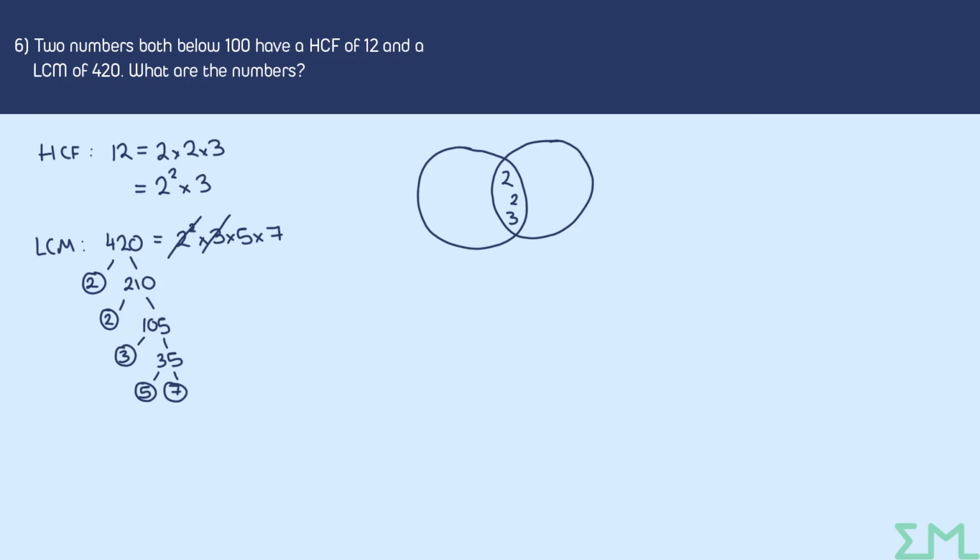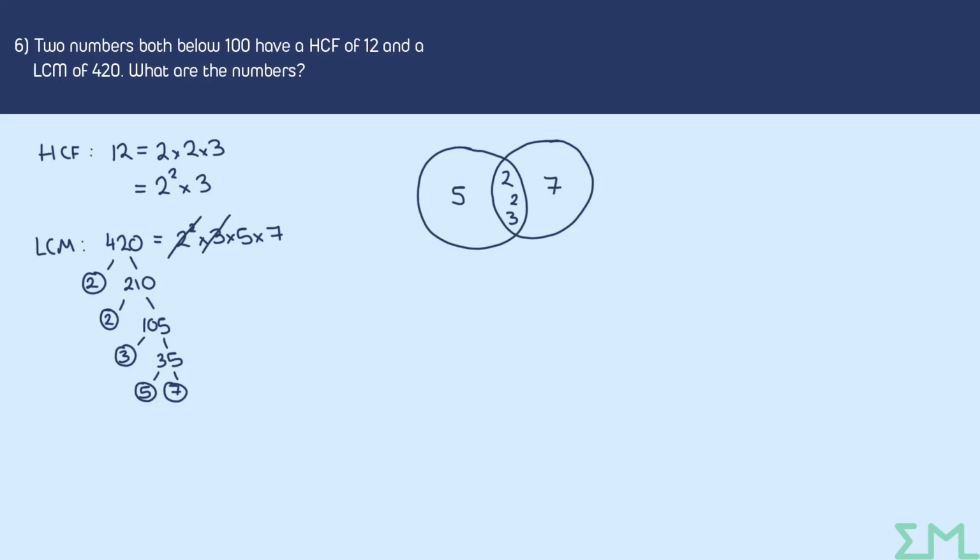Now, there are several options of where these numbers could go in our Venn diagram. We could have them both on one side, so a 5 and a 7 in one half of the circle, and nothing in the other. Or we can have a 5 in one and a 7 in the other. Now, there is actually something in the question that tells us which one of these two options it is. It tells us that both numbers are below 100. And if I put both 5 and 7 in one of these circles, then that circle would multiply up to more than 100. So it must be that there's a 5 in one circle and a 7 in the other.